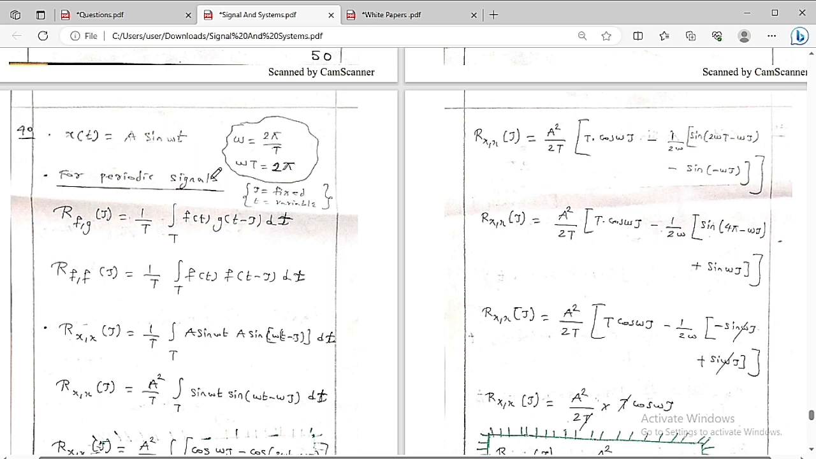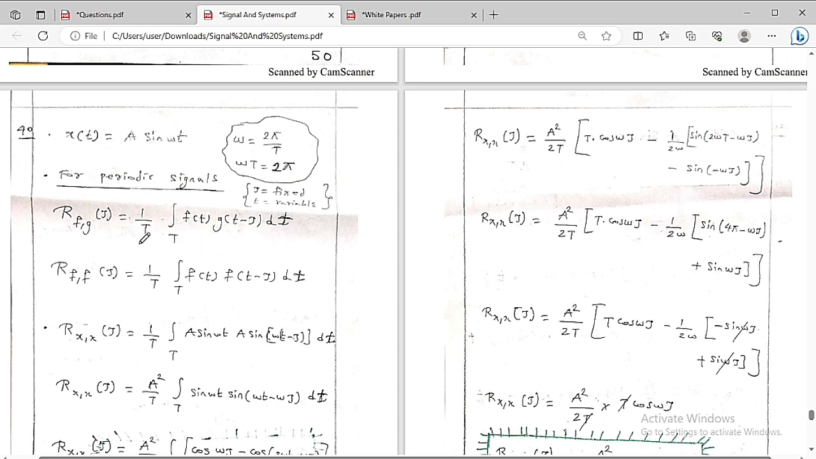Now the cross correlation is equal to 1 by T integration over the period T of f of t into g of t minus tau into dt. This formula you have to keep in your mind. Suppose f and g are the same; in place of g substitute f. Then R f of tau is nothing but 1 by T integration over T of f of t into f of t minus tau into dt. That's it. It's a very, very simple thing, right?